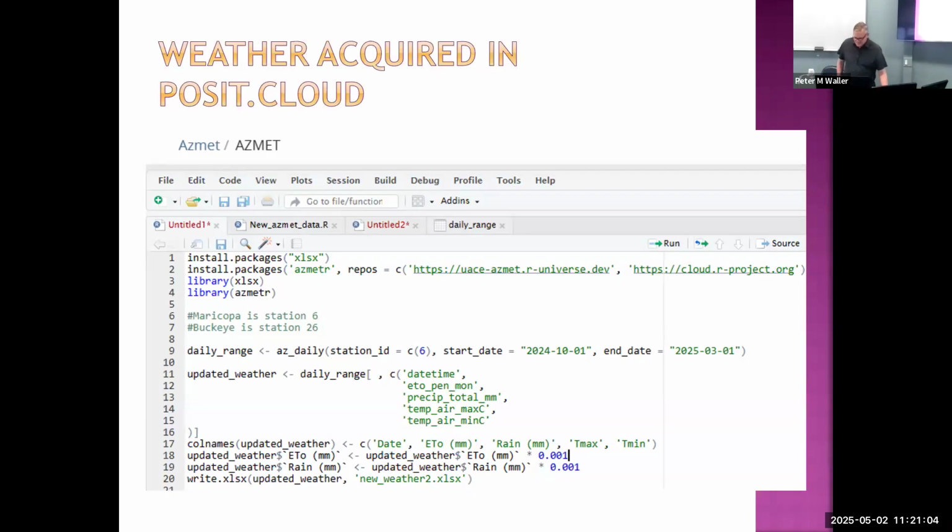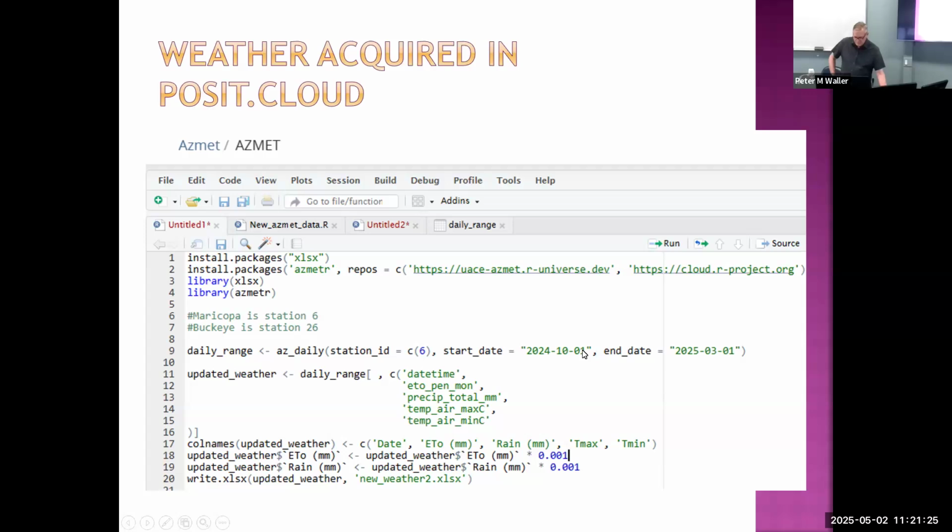Okay. So the things I wanted, now you can just say what you want. I wanted date time. I wanted ETO, Penman-Monteith. I wanted precipitation. And although I didn't use it today, usually you do want the temperature, the max and min temperature. So I got those daily values.